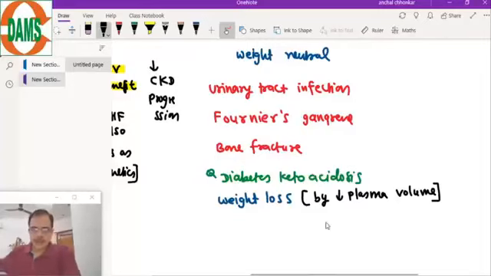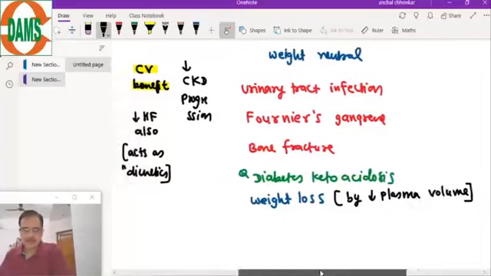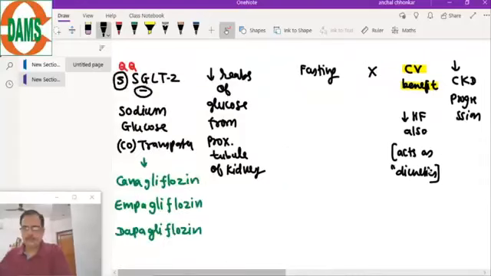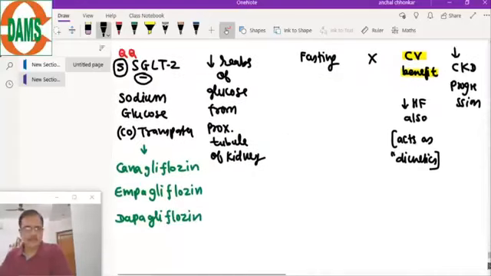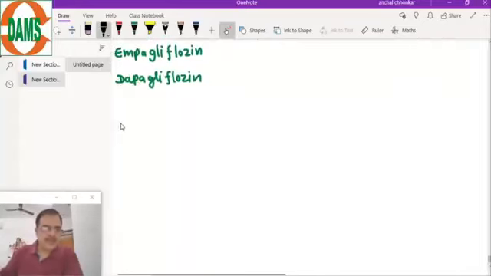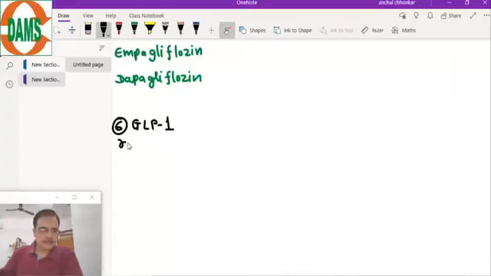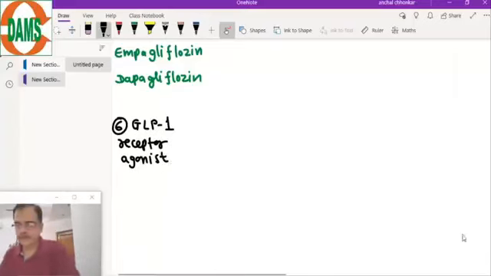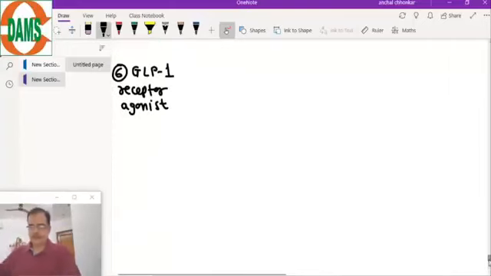Now coming to the next drug. Number 6 drug is GLP-1 receptor agonist. So these GLP-1 receptor agonists, we will come to that point.